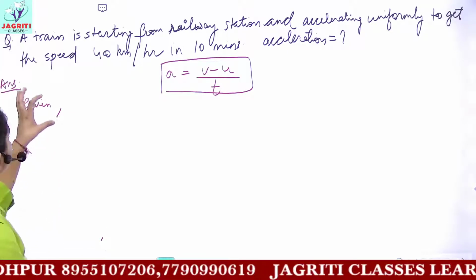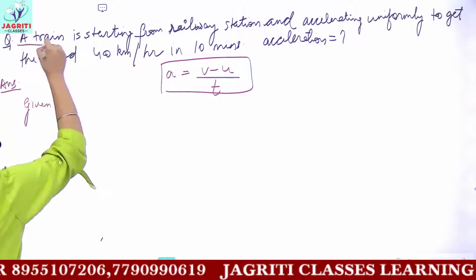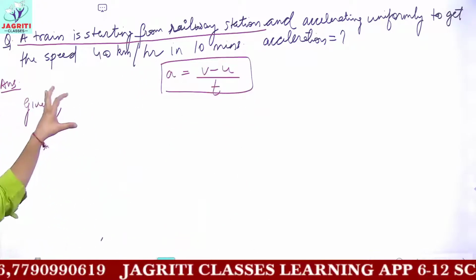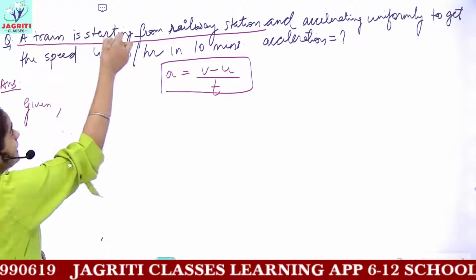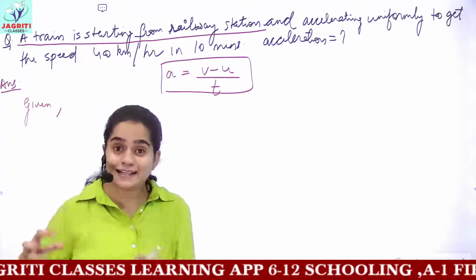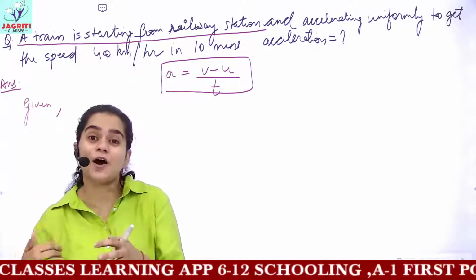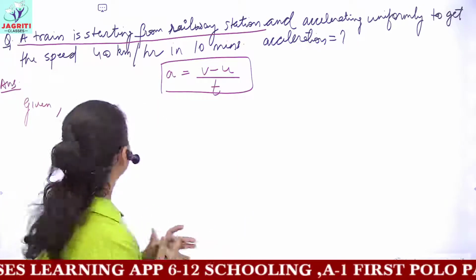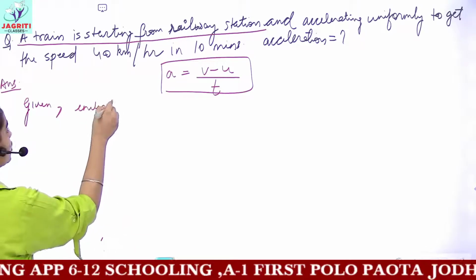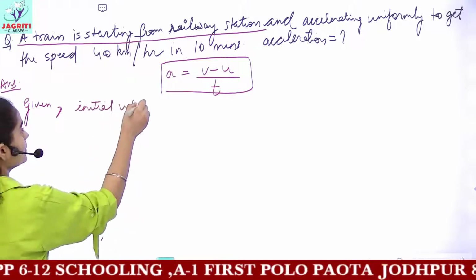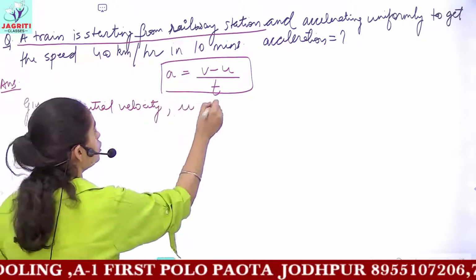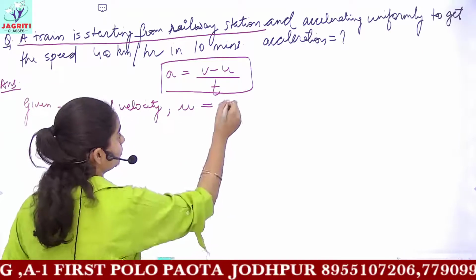In the question, from the very first line, you can judge a physical quantity. That is, a train is starting from the railway station. The train is at rest at the railway station and now it will start. So from this line, we can say that the initial velocity of the train, which is denoted by the symbol small u, would be 0.